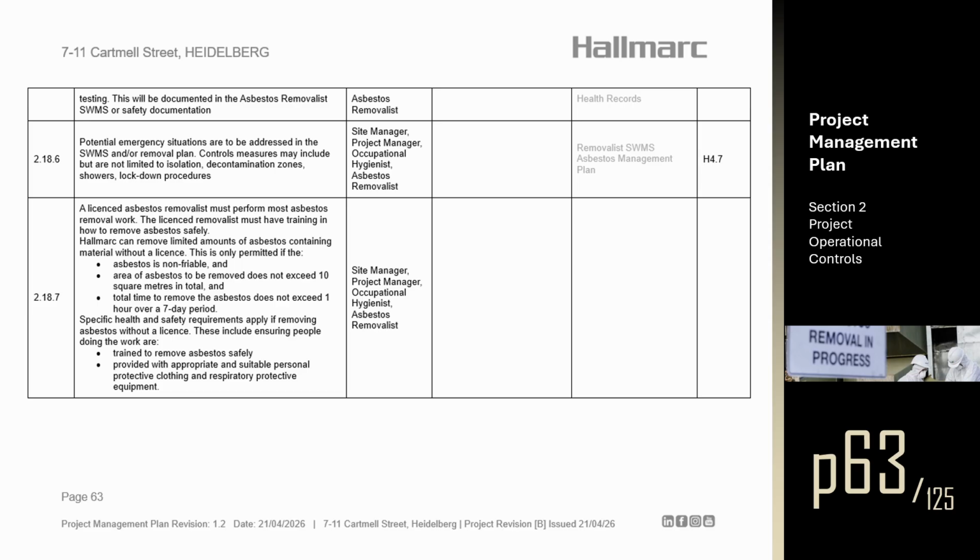Hallmarc can remove limited amounts of asbestos-containing material without a license. This is only permitted if the asbestos is non-friable and the area of asbestos to be removed does not exceed 10 square meters in total, and total time to remove the asbestos does not exceed 1 hour over a 7-day period. Specific health and safety requirements apply if removing asbestos without a license. These include ensuring people doing the work are trained to remove asbestos safely and provided with appropriate and suitable personal protective clothing and respiratory protective equipment.